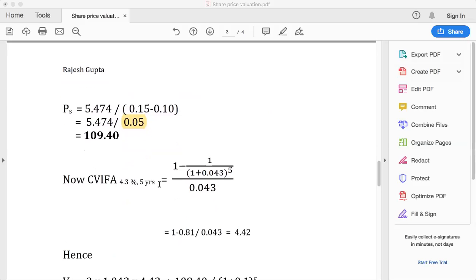not the present value of the whole stock, because the whole stock will have dividends for the initial 5 years also, for which you wanted to calculate the CVIFA. Now 4.3%, this is the h we were talking about. We got that h. For how long is the company growing supernormally? The company is growing supernormally for 5 years. So what you do, you plug in these values. For any PVIFA formula, the formula goes like this: 1 minus 1 upon 1 plus k raised to the power n, divided by k, right? So plug these values in and you get the CVIFA of 4.42.